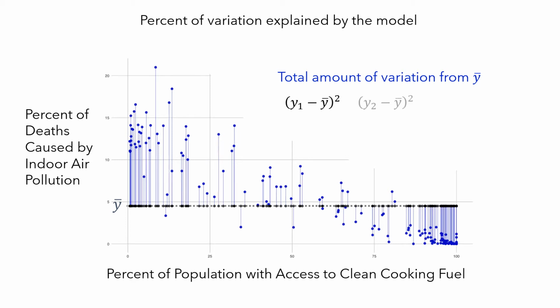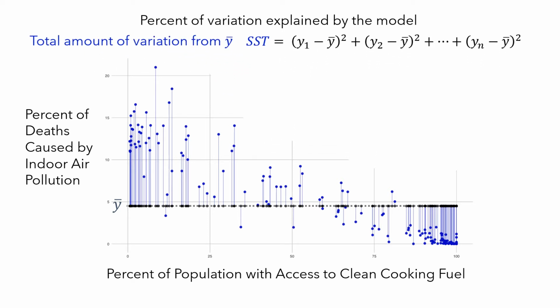Then we'll repeat the process of squaring the deviations for each of the data points and add their values together. And this sum is called the total sum of squares, or SST. Now, some of these deviations from the overall mean can be explained by our model. That is, our model predicts that some countries will have higher or lower percentages than the mean.